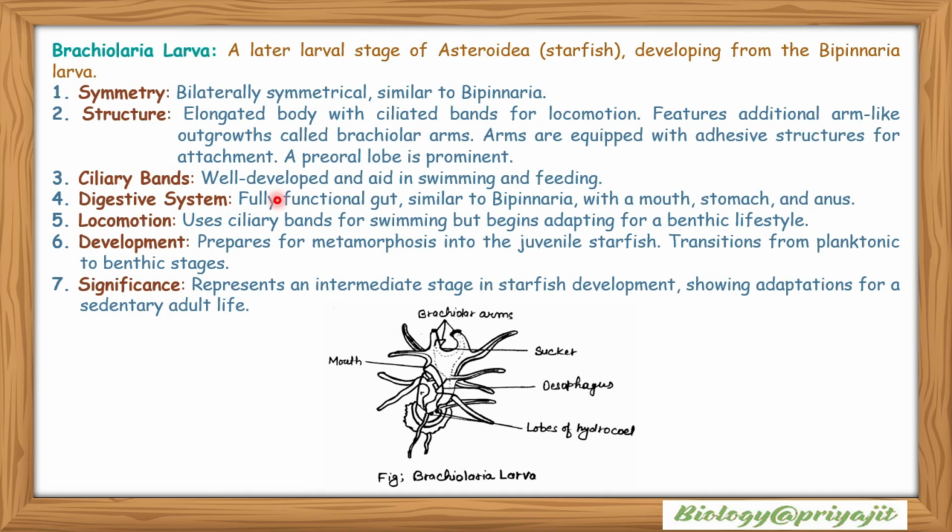Locomotion: it uses ciliary bands for swimming but begins adapting for a benthic lifestyle. Development: it prepares for metamorphosis into the juvenile starfish and transitions from the planktonic to the benthic stage, like the pentactular larva. Significance: it represents an intermediate stage in starfish development, showing adaptations for a sedentary adult life.